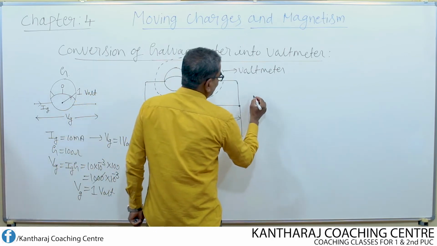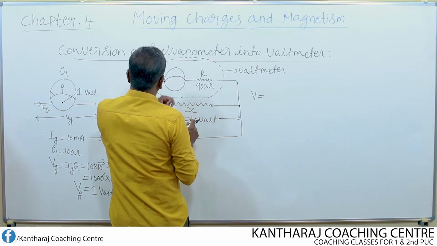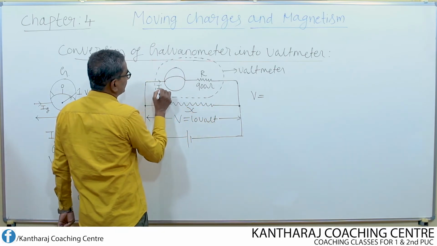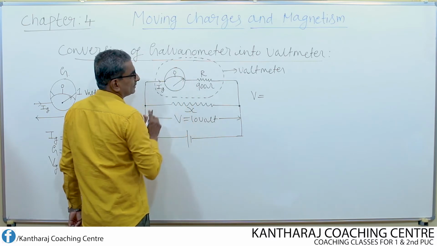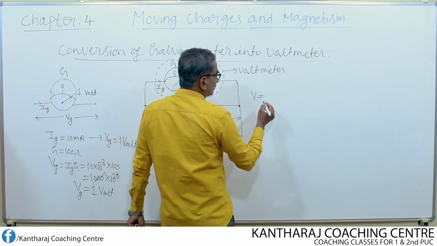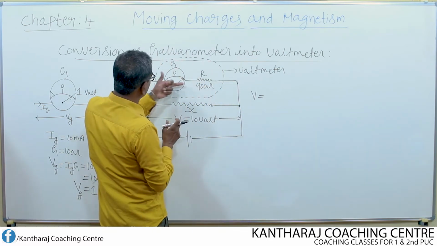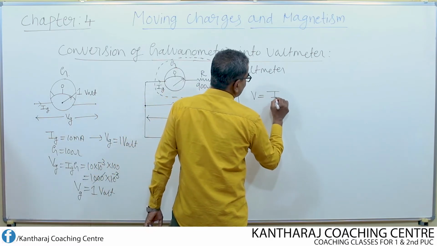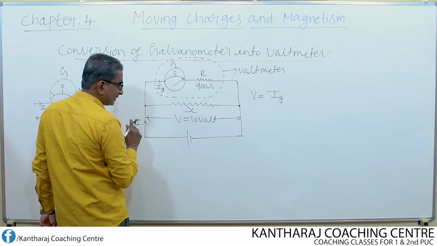Let us calculate now that potential difference. V is equal to the current flowing through the galvanometer producing full scale deflection, Ig. So this is nothing but the galvanometer. V equal to, according to Ohm's law, current into resistance. What is the current that is flowing through the galvanometer? Ig. Remember, I is the main current, don't forget.